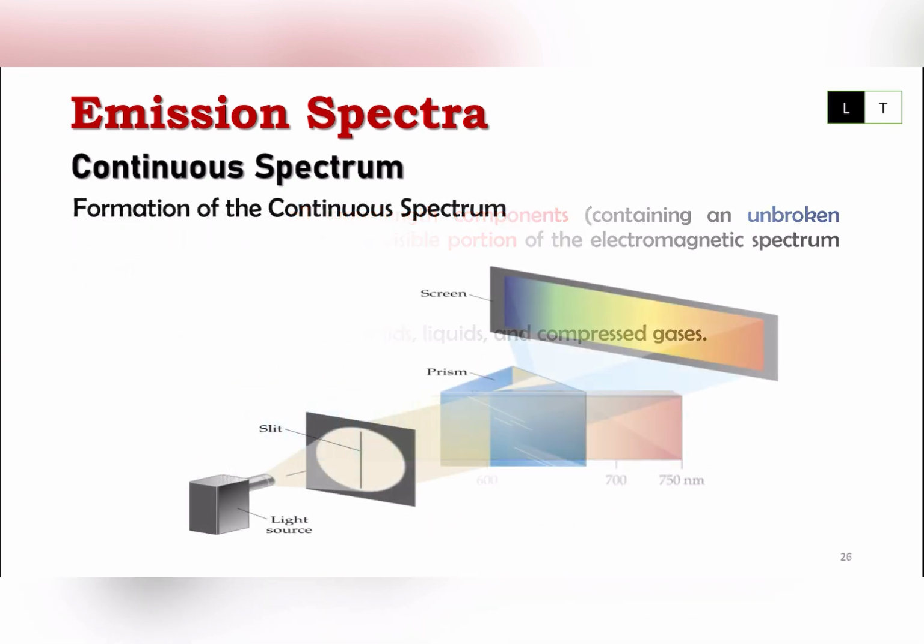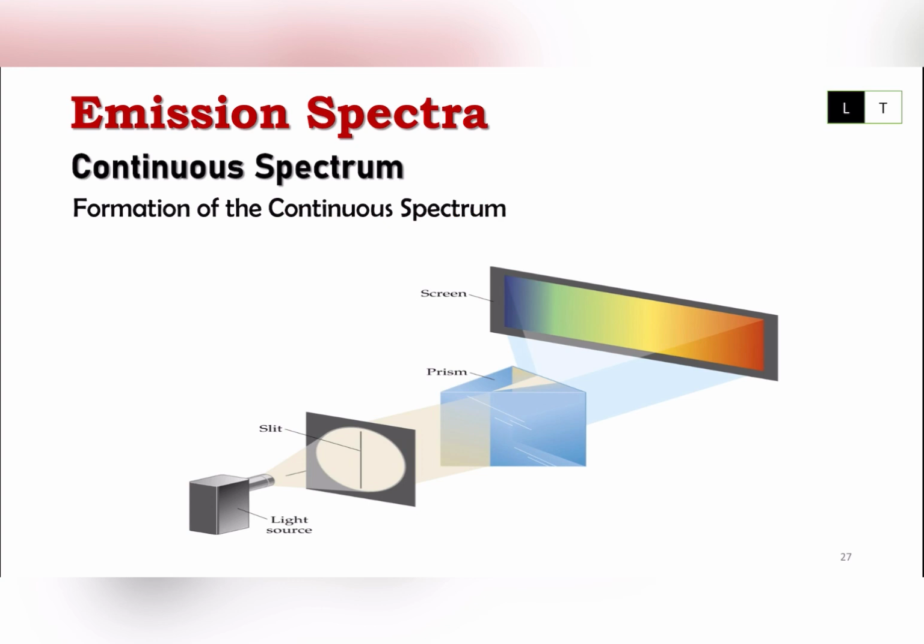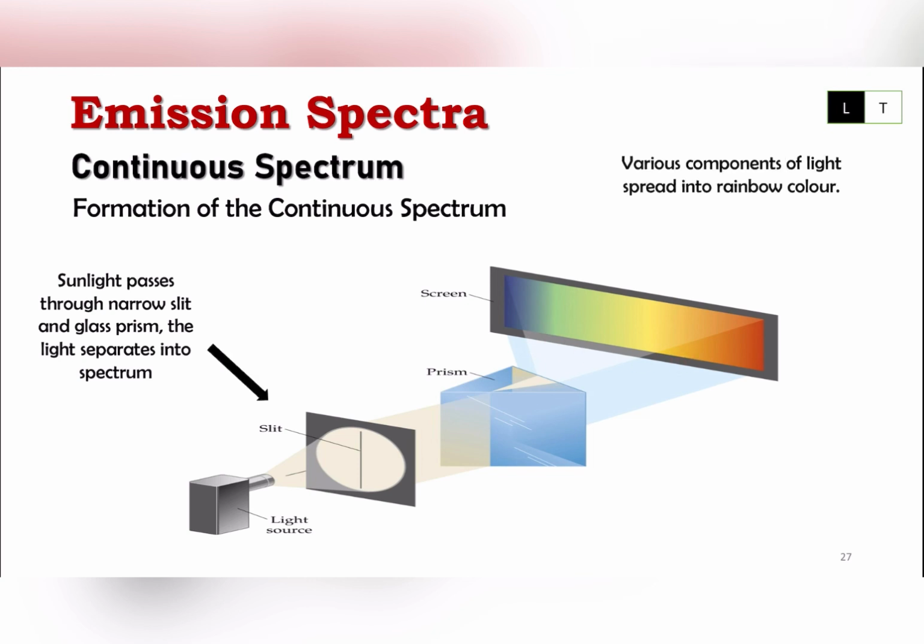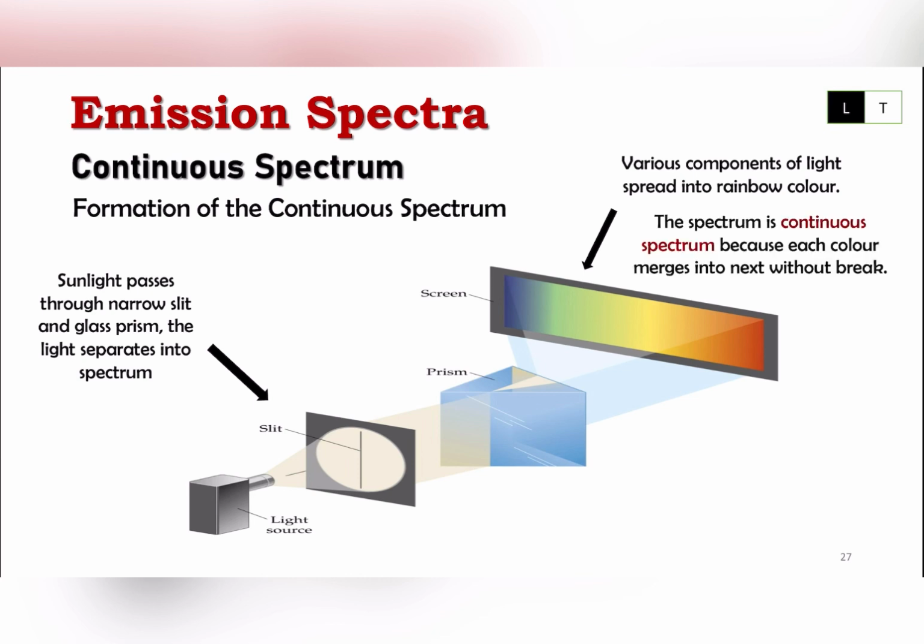So you have to know how this spectrum can be formed. First thing first, I'm going to tell you a story where the sunlight passes through this narrow slit and glass prism behind it, so that it can separate into spectrum based on this screen. So at this point, various components of light spread into rainbow color because they got different wavelength. And this spectrum is continuous spectrum because each color merges into the next without taking any break. That's why you have a whole beautiful rainbow color on the screen.